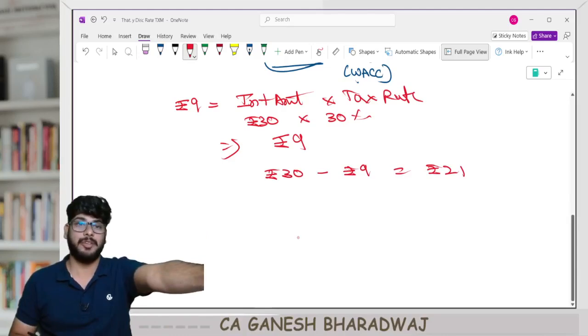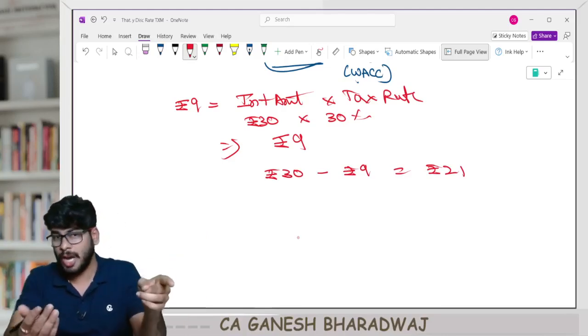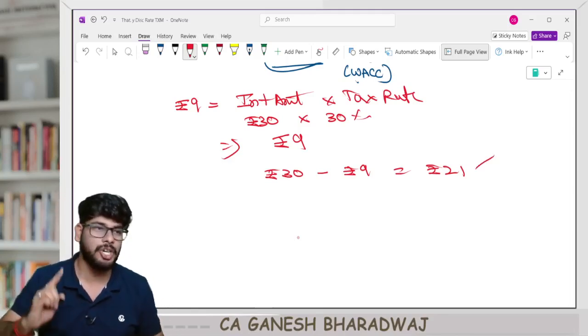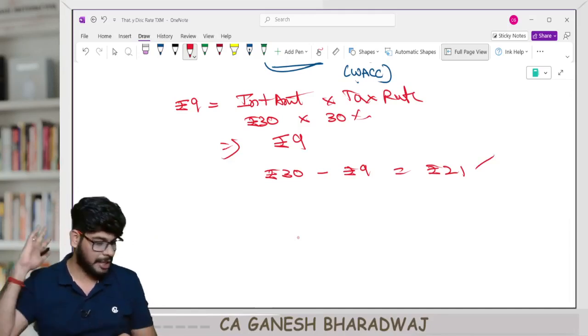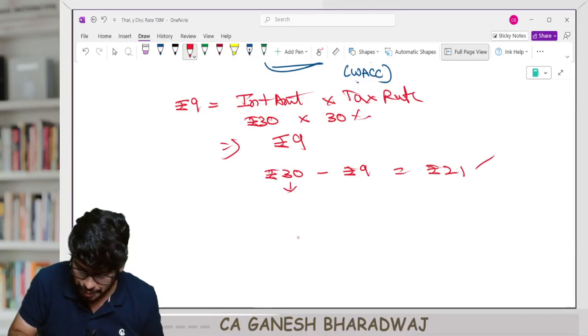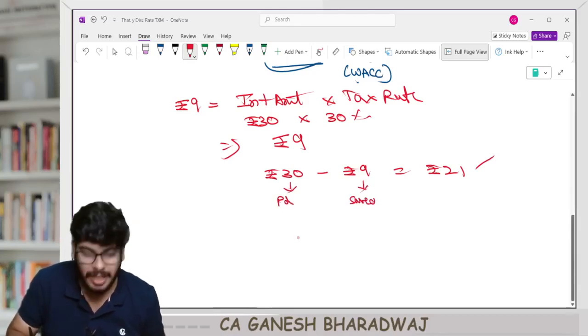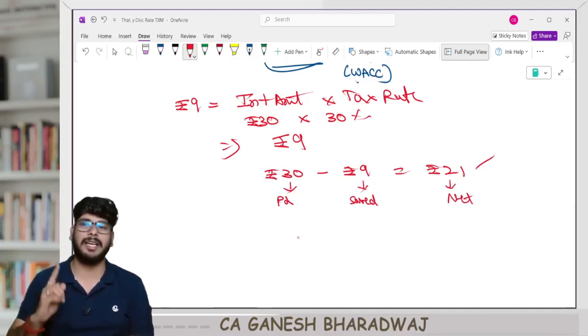Because I paid this 30 rupees, the government allowed this tax benefit on the interest component. So I was able to save 9 rupees parallelly. So my net effective interest cost is how much? 21 rupees. Guys, are you all able to follow? Because this 30 rupees is what I paid. This 9 rupees is what I saved. So the net effective interest cost is going to be 21 rupees. Agreeing with me on this?